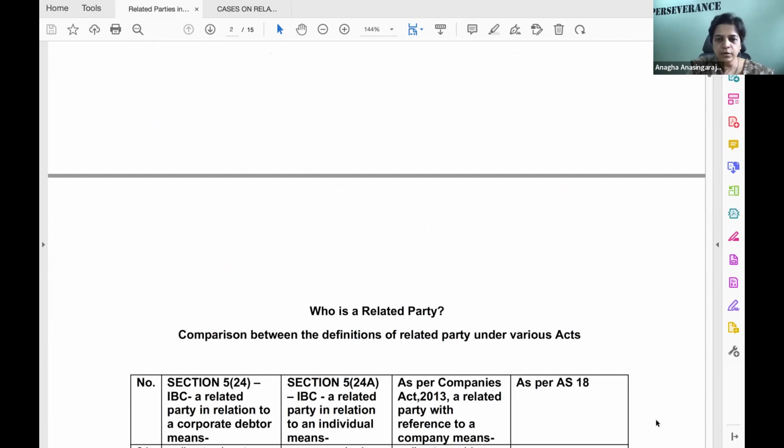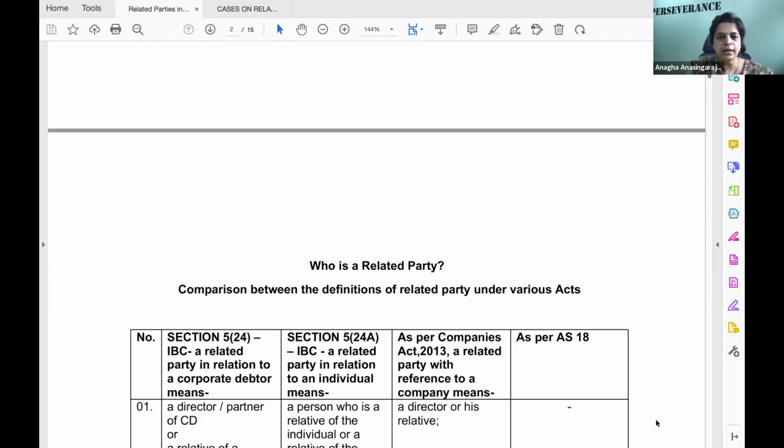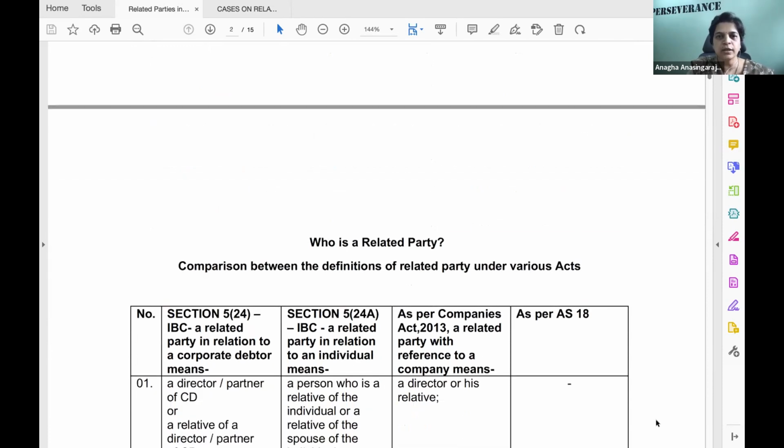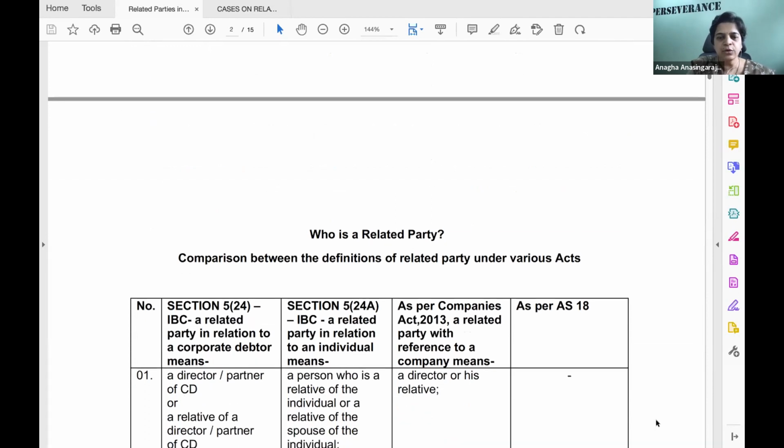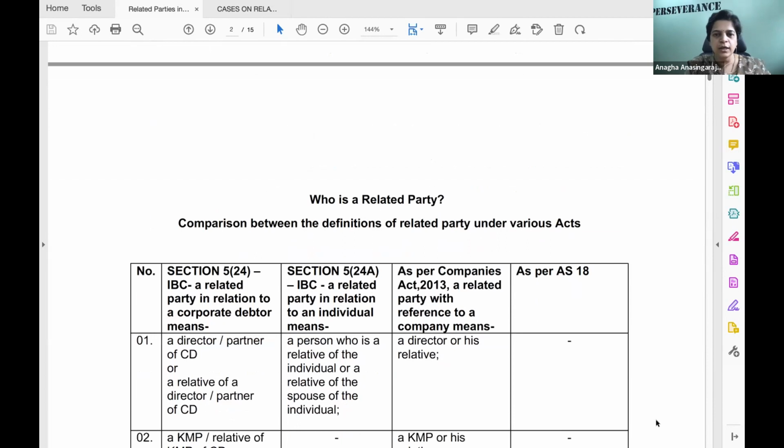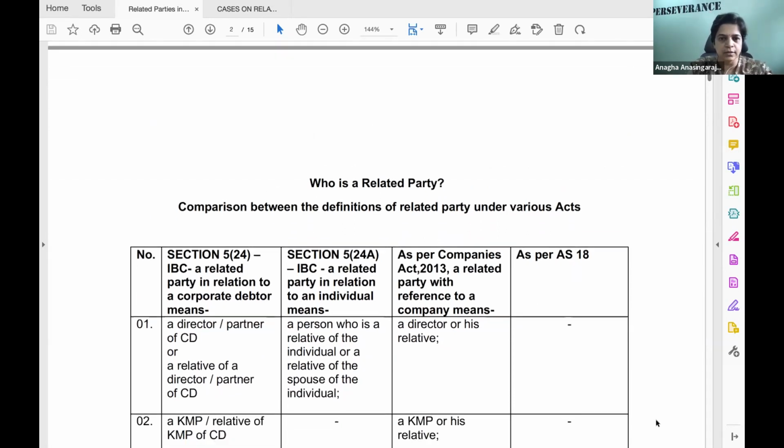But before we reach there, let us understand who is a related party. We all are aware of the definitions under different laws, but I've tried to make a comparative chart so that it becomes easier for us to understand who is a related party under different acts, and whether there is a difference between these definitions.